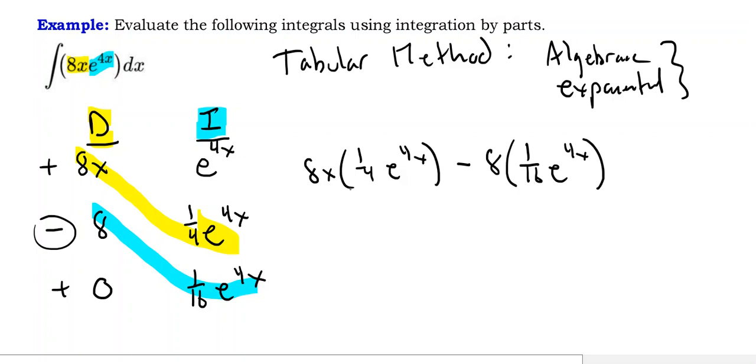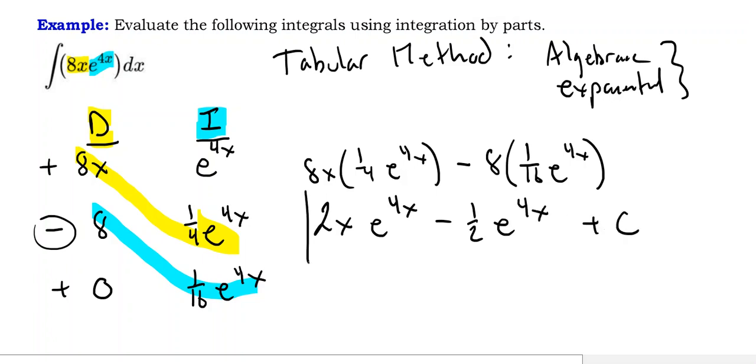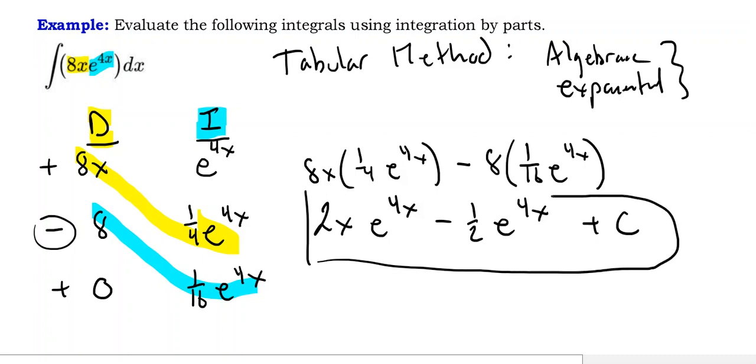And now let's just simplify that. So the 8 and the 4 here can cancel. So I have 2x e to the 4x minus, and the 8 and the 16 can reduce to 1/2 e to the 4x. And then don't forget to put a plus c. And that is our answer. That is the integral of 8x e to the 4x.